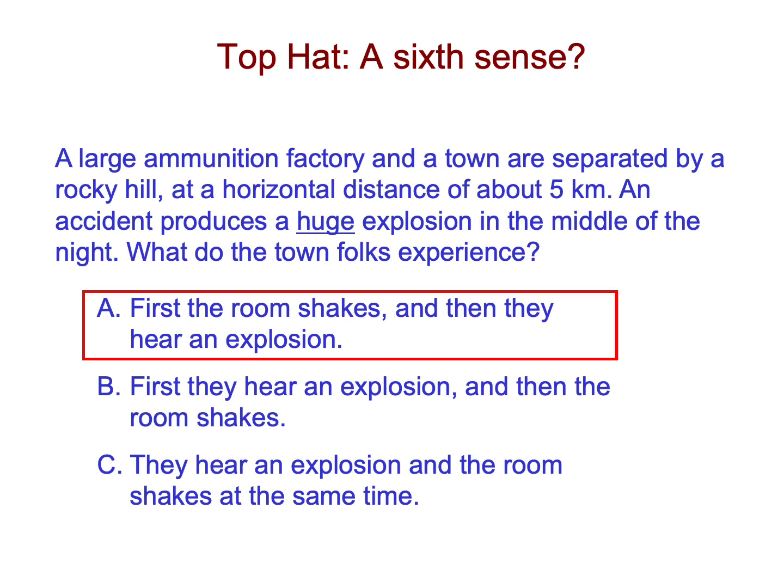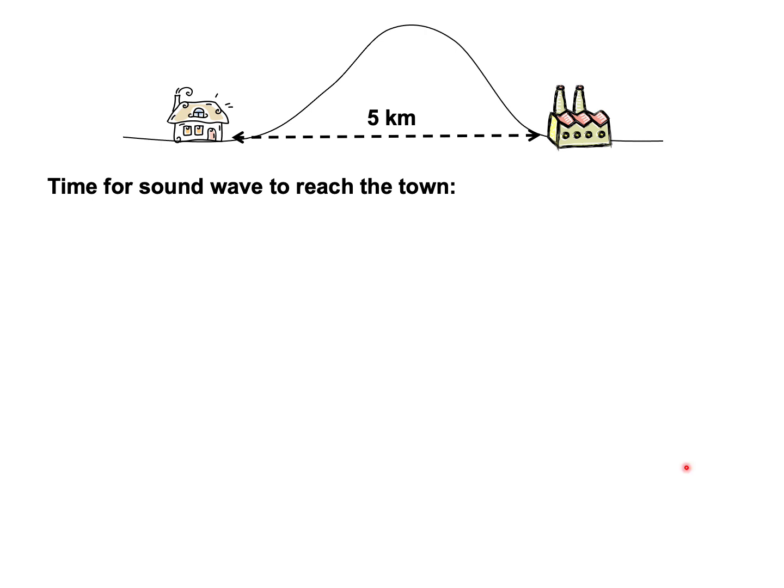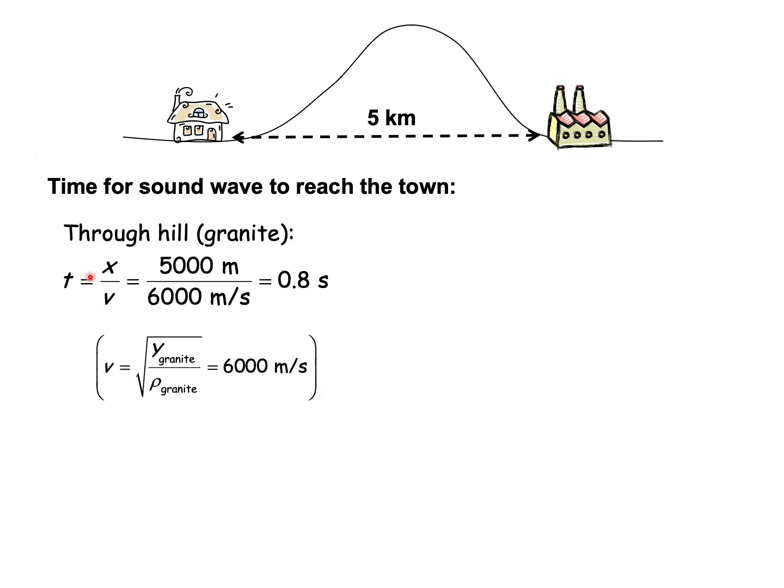The answer is that the room shakes first and then they hear the explosion. Let's take a look at this. Let's say that there's an explosion 5 kilometers away, there's a hill. The vibrations, the physical mechanical vibrations, are going to be propagating not through air, but through the rock, through the granite of, let's say, this hill or this mountain. And if we calculate the time that it takes, then we have to divide the distance, 5 kilometers, by the speed of sound in a solid. For granite, that's about 6,000 meters per second, and we get that it only takes about 0.8 seconds for the vibrations from the explosion to reach the house.